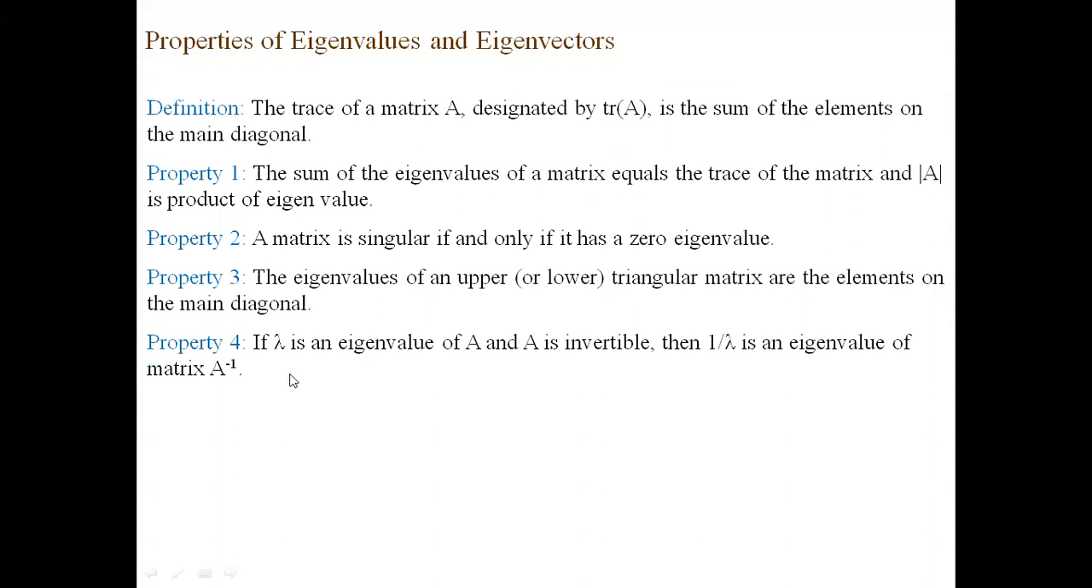Now, if lambda is the eigenvalue of a matrix A and A is invertible, what is meant by invertible? The inverse exists. If the inverse of matrix A exists, then 1 upon lambda is the eigenvalue of matrix A inverse. Clear? Suppose lambda is the eigenvalue of matrix A, then what is the eigenvalue of A inverse? It is 1 upon lambda. Okay. Write down this one also.